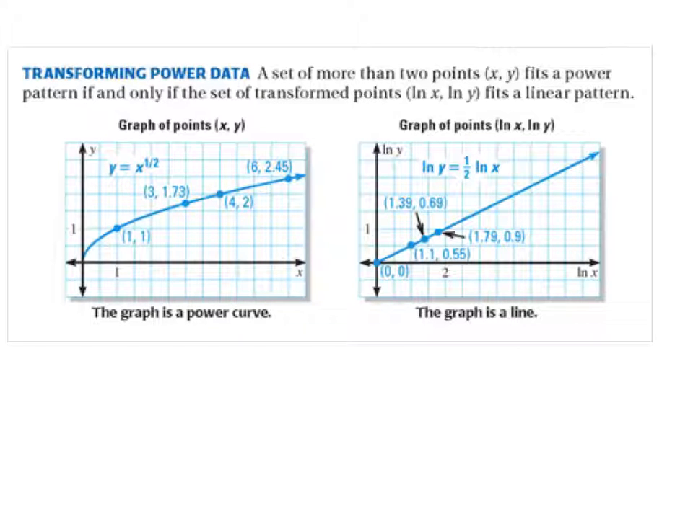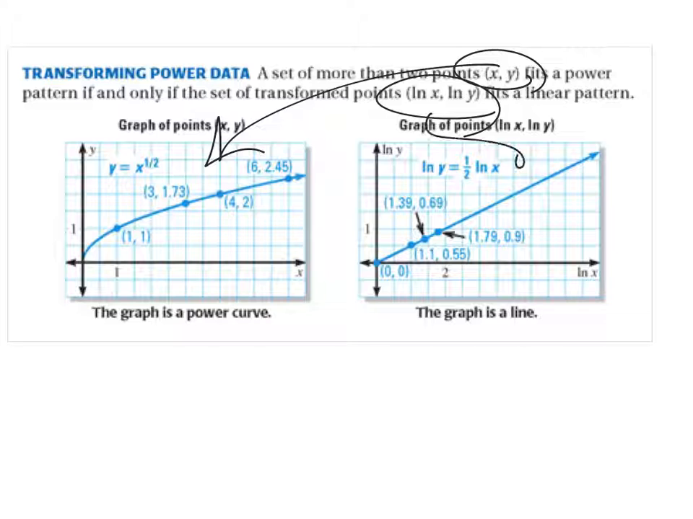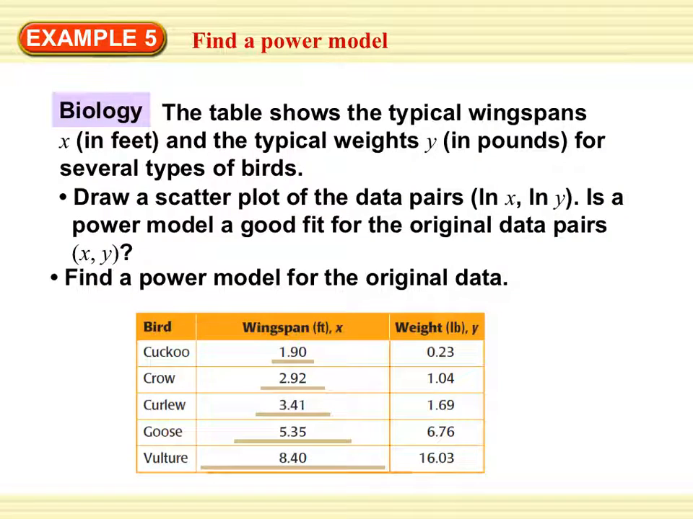Transforming power data. A set of more than 2 points (x, y) fits a power pattern if and only if the set of transformed points (log x, log y) fits a linear pattern. So if this looks exponential, this looks linear. Okay, so that's how we're going to figure it out. Biology. The table shows the typical wingspans, x in feet, and the typical weights, y in pounds, for several types of birds. Draw a scatter plot of the data pairs (log x, log y). Is a power model a good fit for these original data pairs (x, y)?